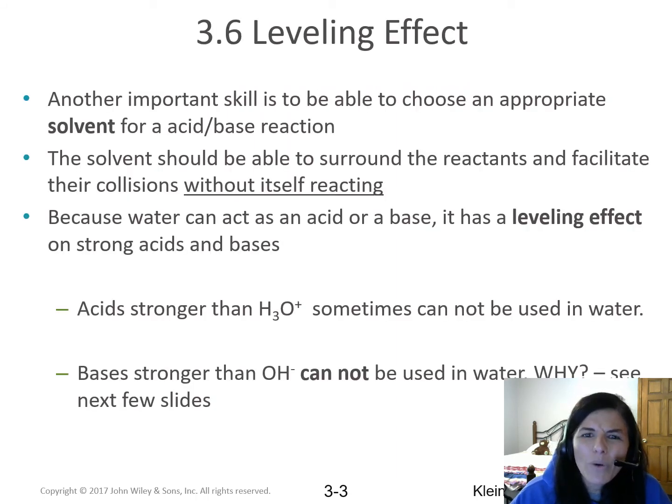Now, another important skill is to be able to choose an appropriate solvent for acid-base reactions. Okay, the solvent should be able to surround the reactants and facilitate their collisions without itself actually reacting or doing anything. Okay, because water can act as an acid or base, it has what we call a leveling effect on strong acids and strong bases.